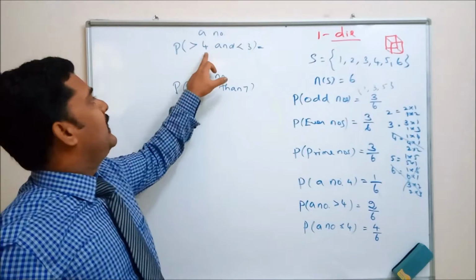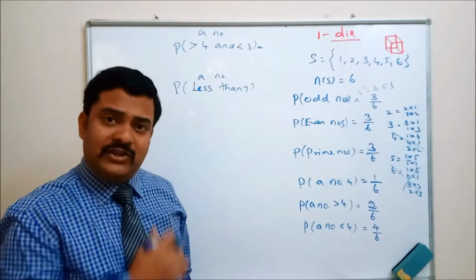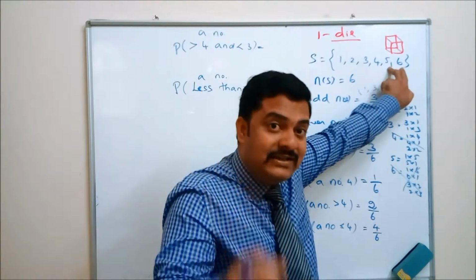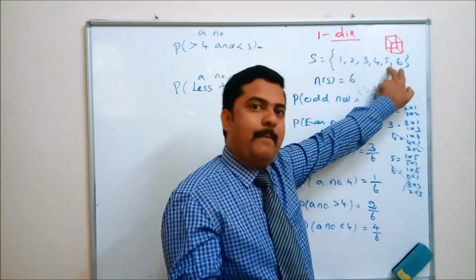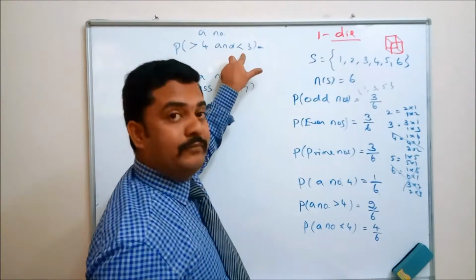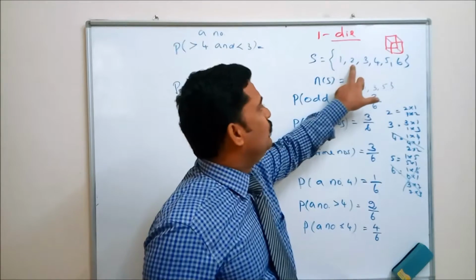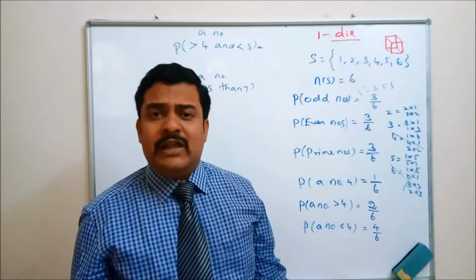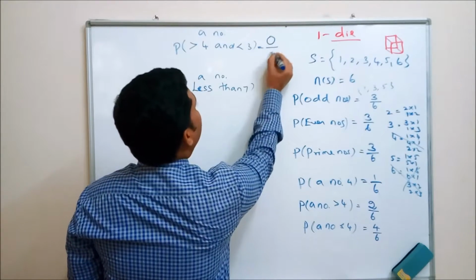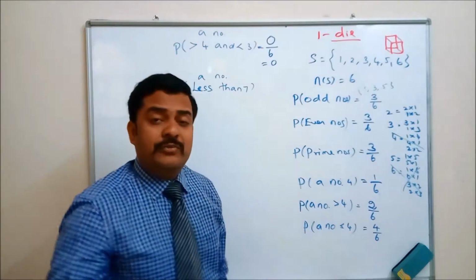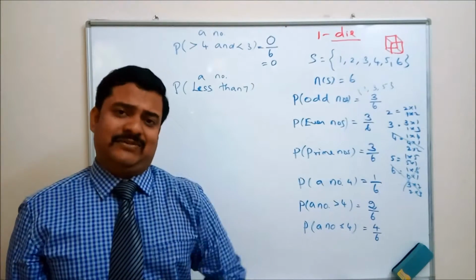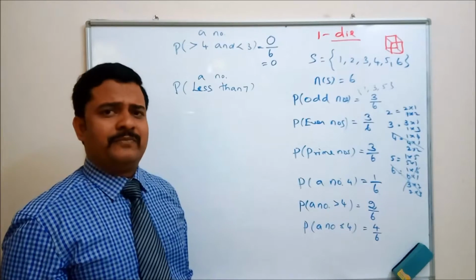A number greater than 4 and less than 3. How many numbers are there like this? Greater than 4 means 5 and 6. And also that number should be less than 3. Less than 3 is 1, 2. There is no number in common. There is no such number, and hence there are 0 numbers, which means that this is an impossible event. You will not get such an answer.